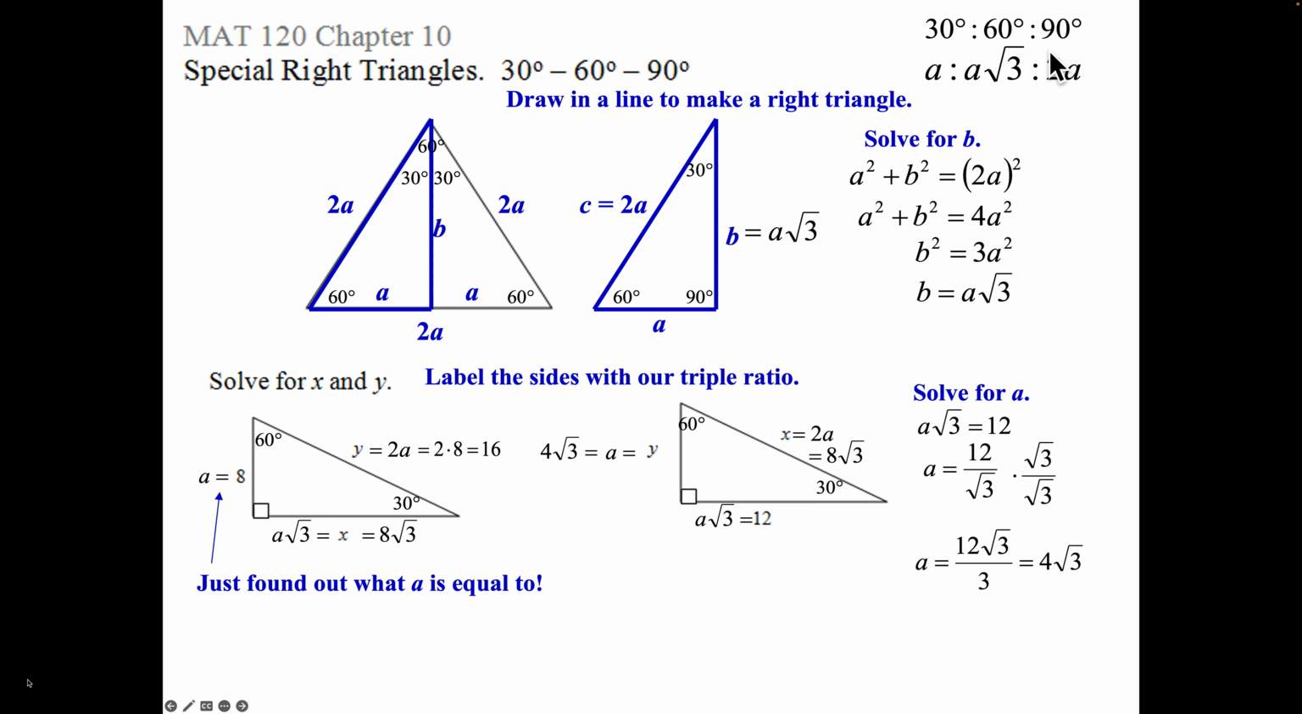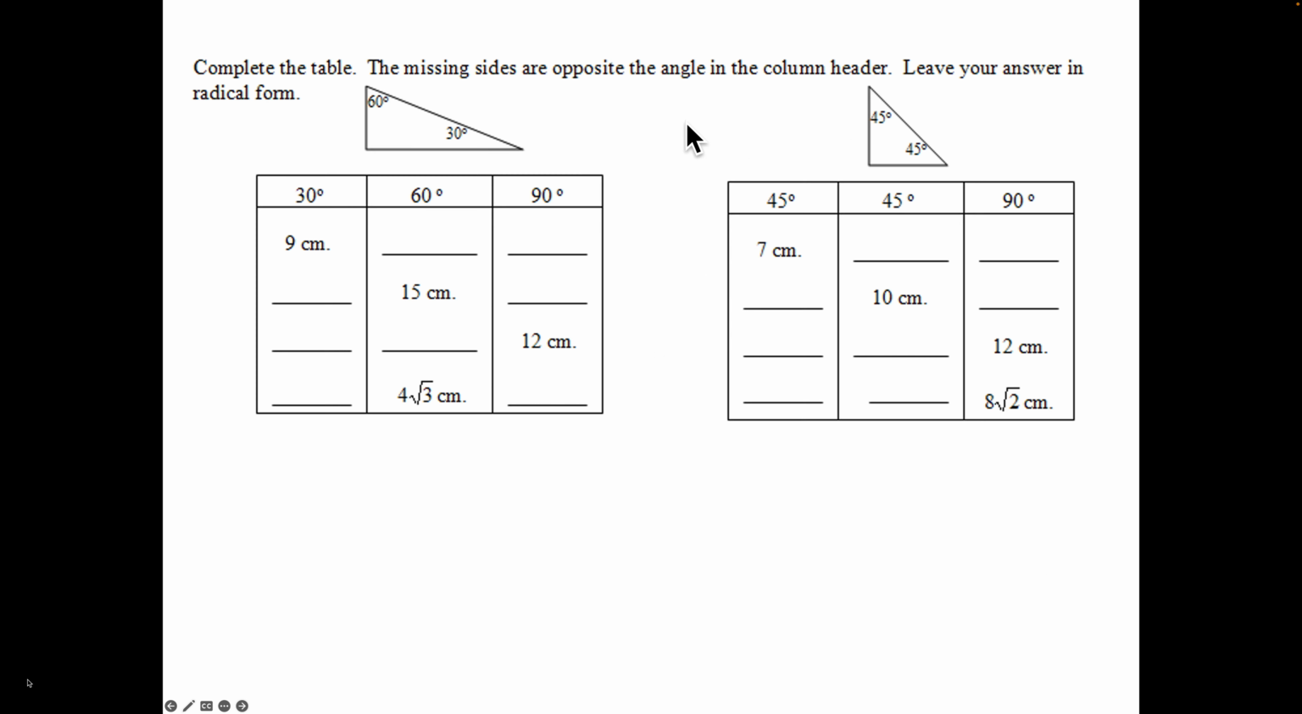Now, knowing these triple ratios or triple proportions, you don't even need to have a triangle. They can just give you a table. So if I started the 30, 60, 90 here, A goes in my column, 60 is going to have A square root of 3, and 90 is going to have 2A. So here, first row, easy money. A is 9. Then this blank is 9 times the square root of 3 centimeters. This is 2 times 9, 18.